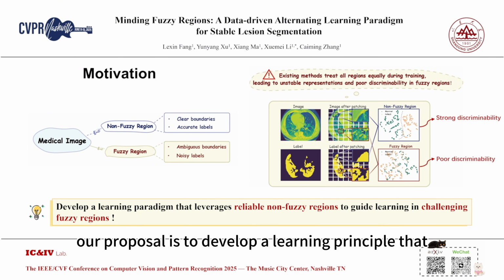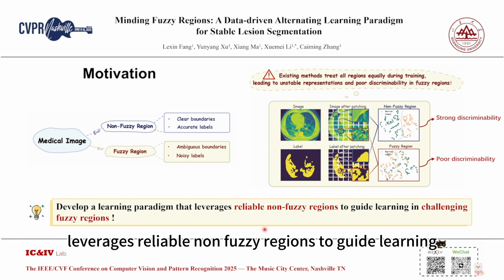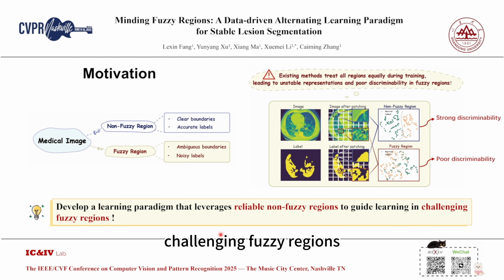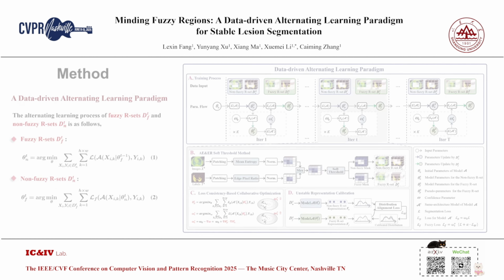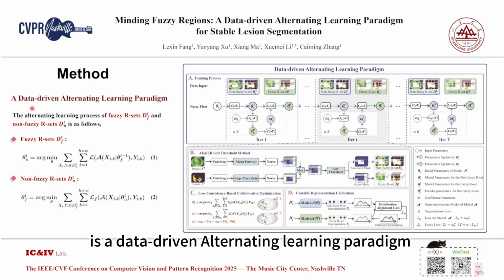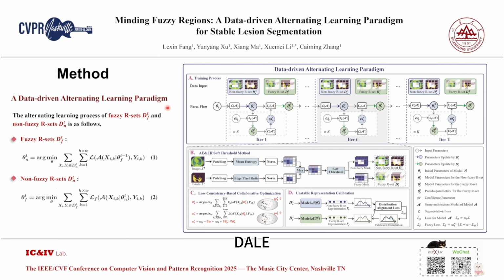Our proposal is to develop a learning prism that leverages reliable unfuzzy regions to guide learning in challenging fuzzy regions, much like a teacher-student curriculum. The overall framework we propose is a data-driven alternating learning prism, DALE.